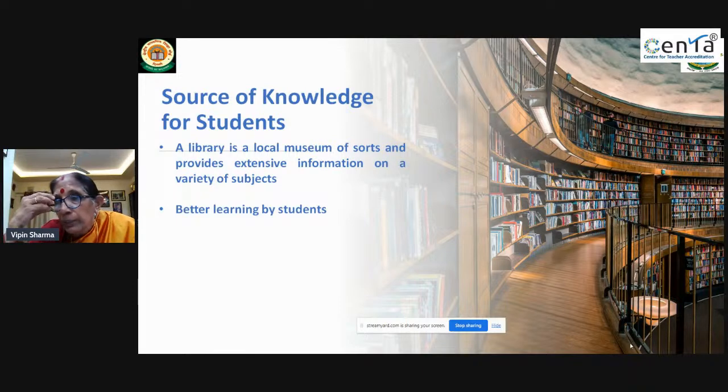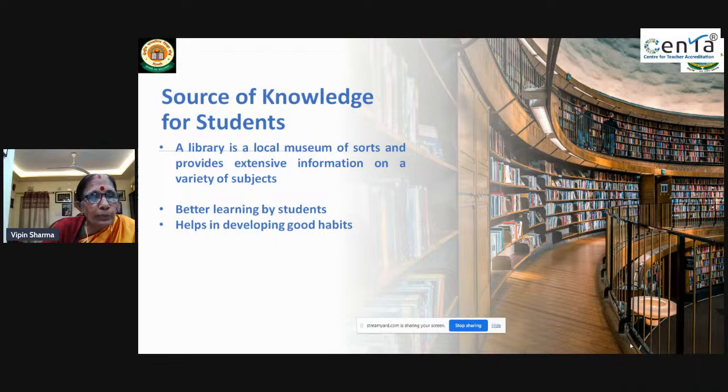I tell you, in Jamshedpur, when I was in a women's college, we had a library, not exactly, but like this only. I still remember at the back of my mind, it was a two-tier library, and the books were there. We wanted to go up, but sometimes it was difficult. We used to take permission and move up. It's very good. It's just an example. Better learning by students helps in developing good habits. This is again very, very important.